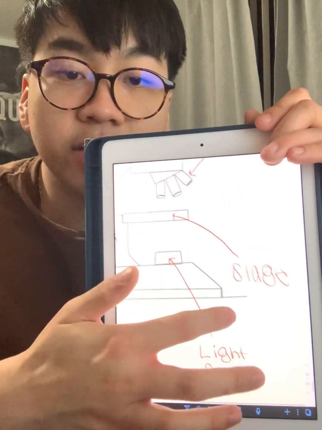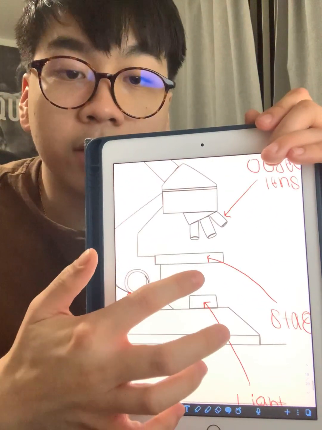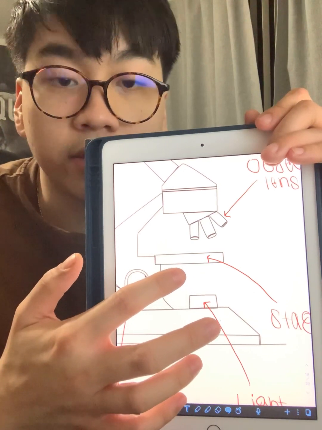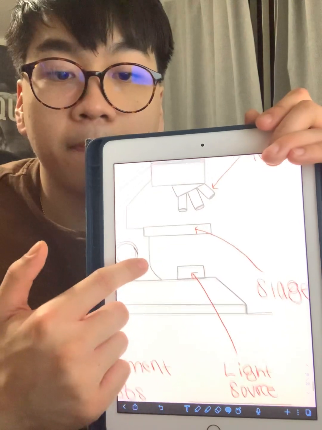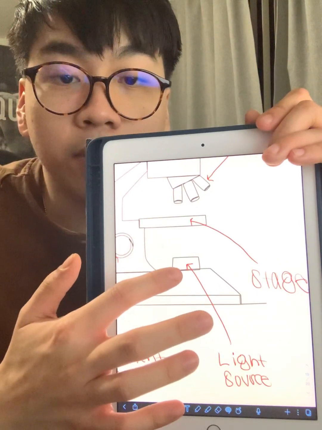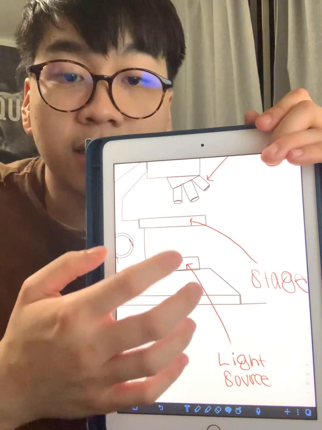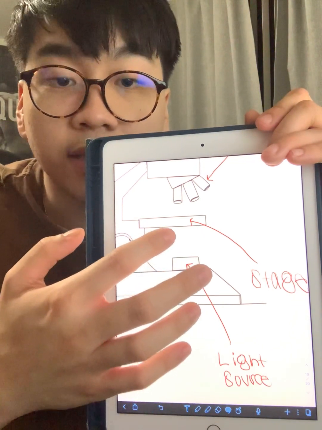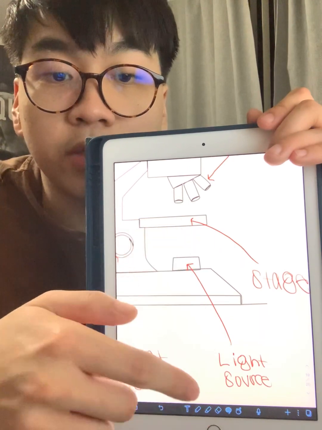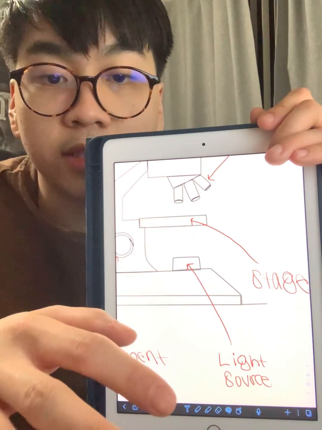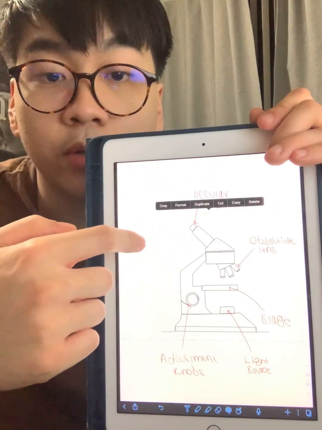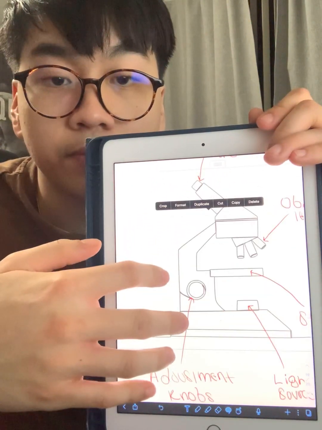Over here we have the stage. The stage is going to be right under the objective lenses, as the slide will sit on the stage and be secured on the stage. And over here we have the light source. There's going to be a light bulb in here which shines light under the stage to the slide. This will allow us to have a clear view of the image, and without the light source we would not be able to see anything on the microscope slide. So it will appear dark without a light source.